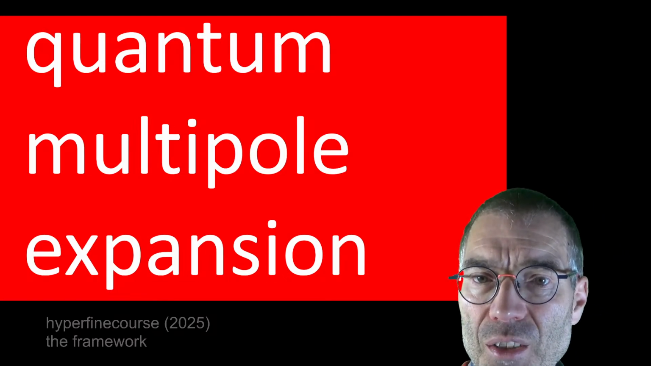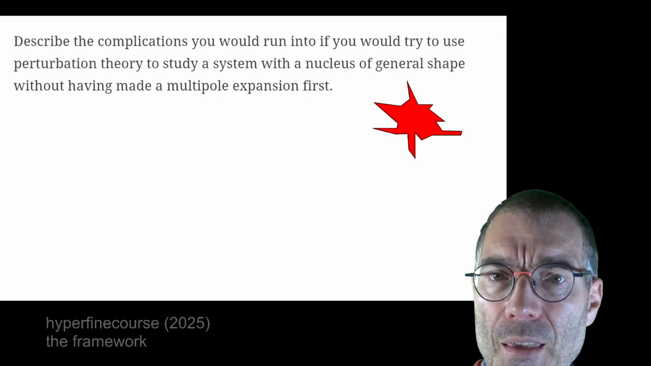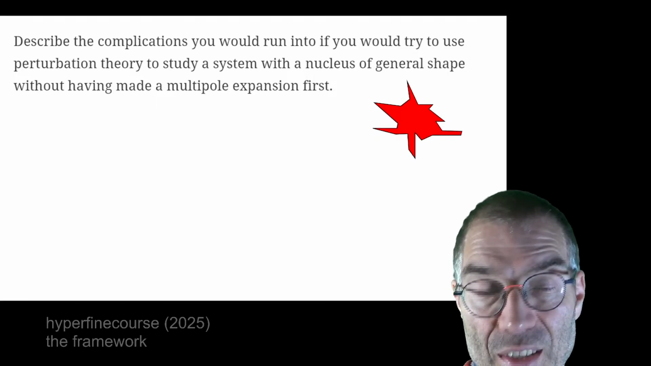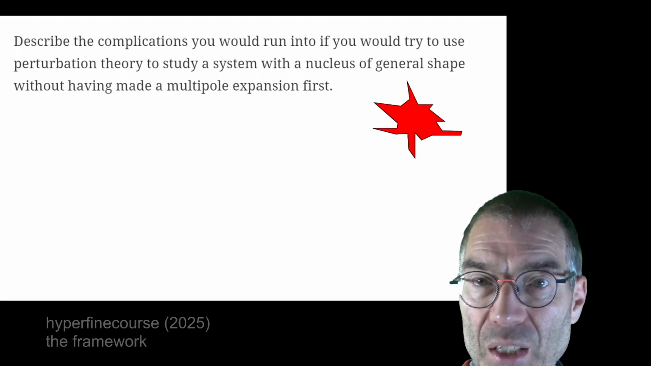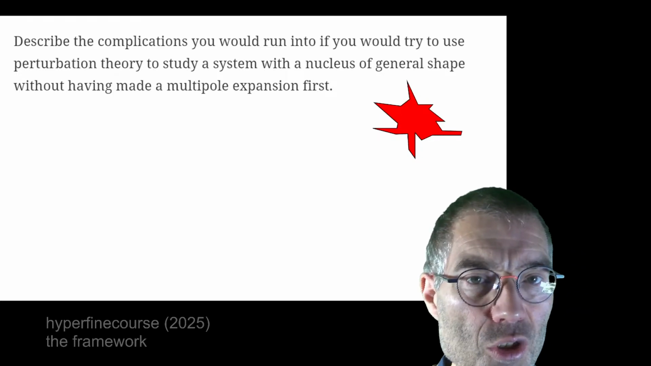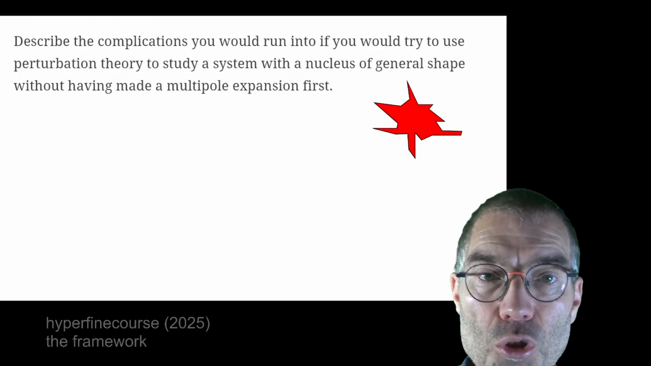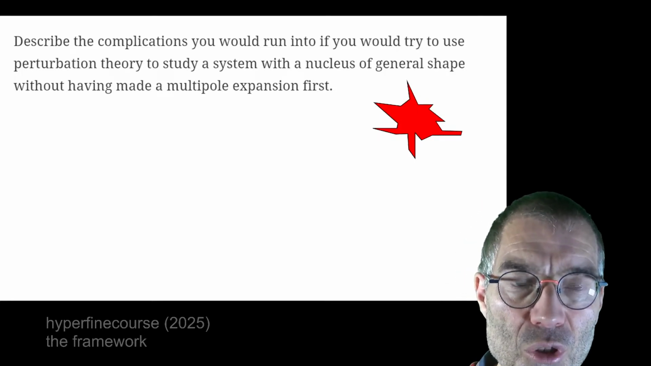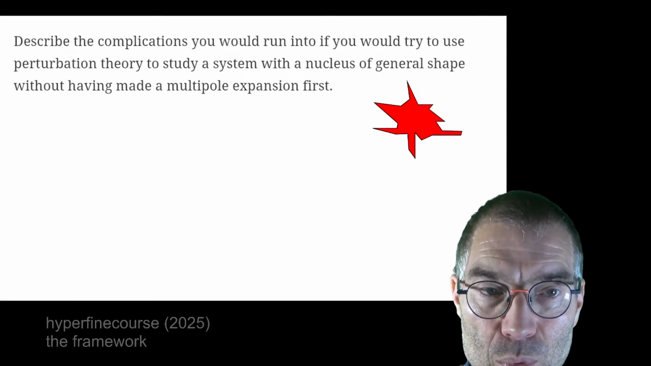The last part we have to do is the quantum multipole expansion, and this is combining the idea of the multipole expansion with quantum physics. And I asked you, describe the complications you would run into if you would try to use perturbation theory to study a system with a nucleus of a general shape without having made first a multipole expansion. And I draw there a nucleus with a very general shape.